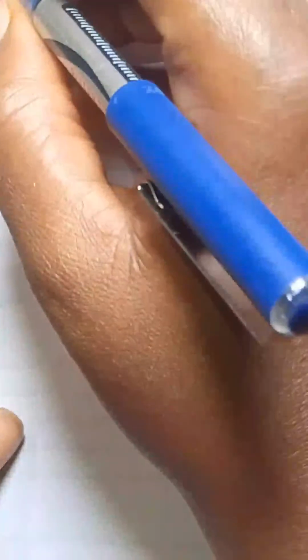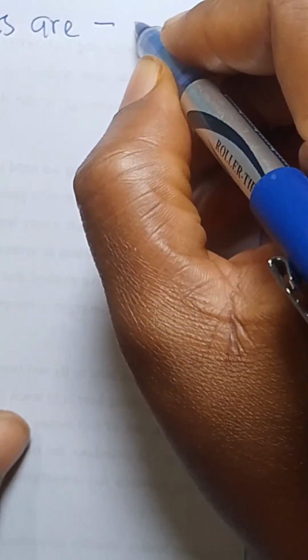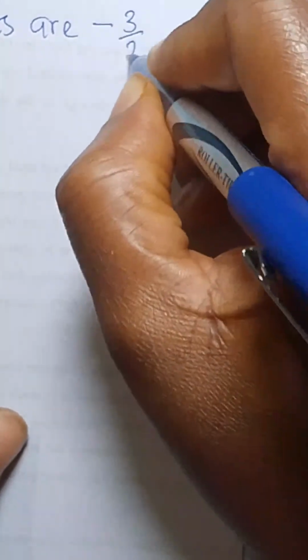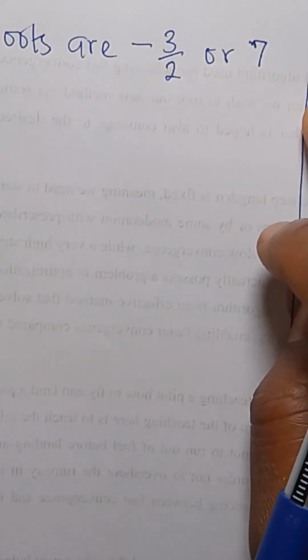So the question will now be: find the quadratic equation in x whose roots are minus 3 over 2 and 7. Okay, so we are given these roots and we are asked to use them to generate a quadratic equation.